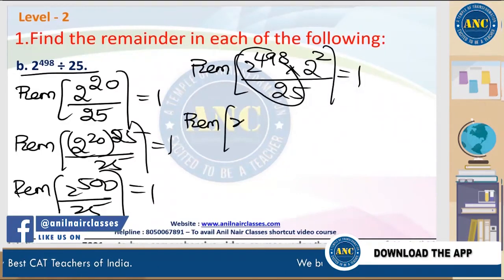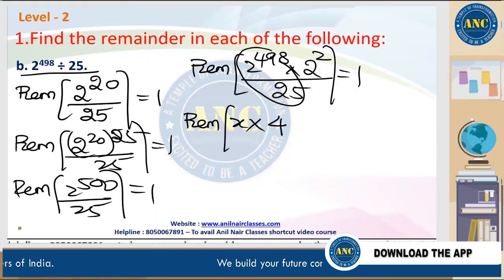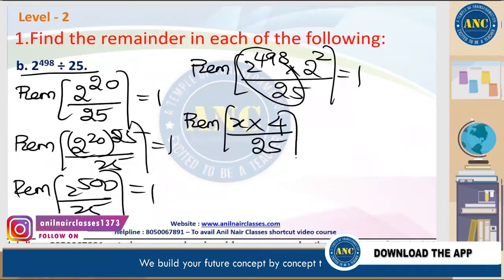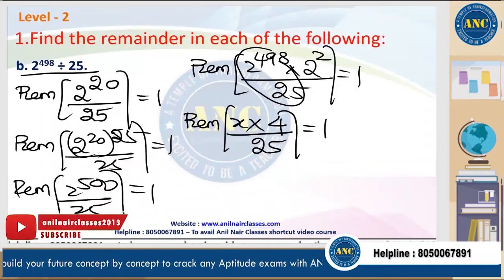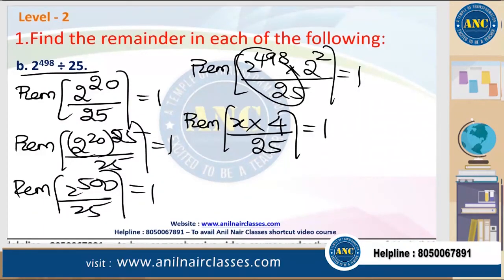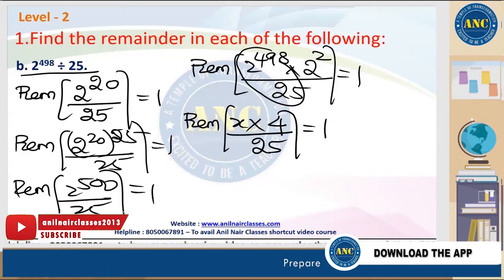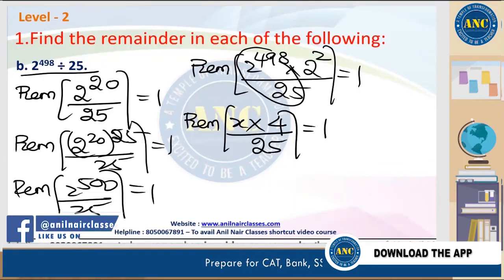Let me call 2 power 498 as x. 4 by 25 is 4. When I further divide, the remainder does not change. I hope it is clear. I'm doing backtracking. Students who are from computer science engineering, this is the backtracking method. I found out 2 power 500, and from 2 power 500, I am coming to 2 power 498.